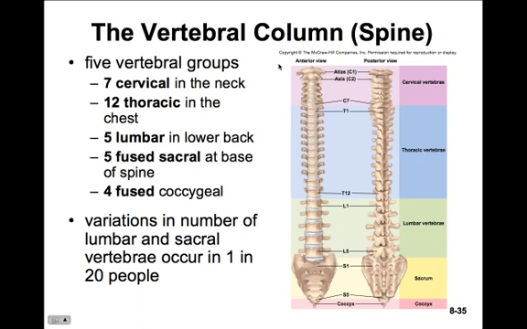The vertebral column is broken into 5 different vertebral groups. We have the cervical vertebrae up in the neck region, the thoracic vertebrae in the chest region. Most of these have ribs attached. And then we have lumbar vertebrae in the lower back region, and then fused sacral and coccygeal vertebrae. There are some variations in the number of lumbar and sacral vertebrae, because after all, they are just a number of different fused vertebrae.